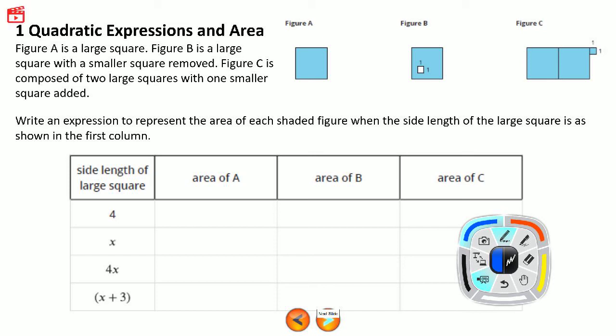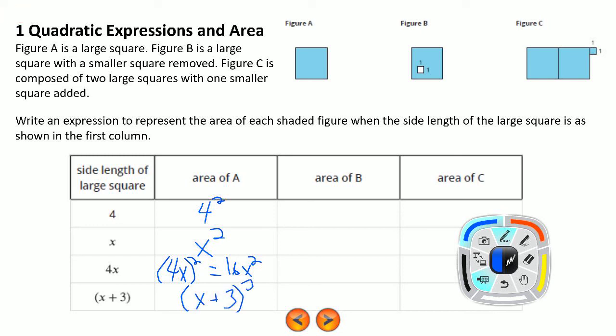Write an expression. So figure A, if the side length is 4, the area would be 4 times 4, which is 4 squared. If it's x, we just said it's just that number squared. If it's 4x, we have to do the whole thing squared. So 4x squared is actually 16x squared. And then the last one, x plus 3, is the quantity x plus 3 squared.